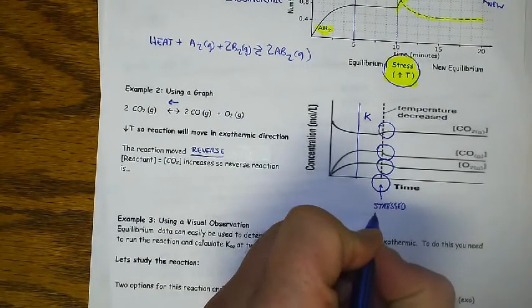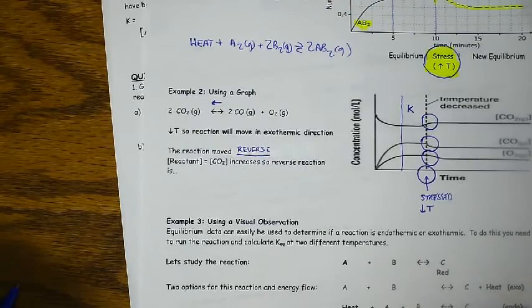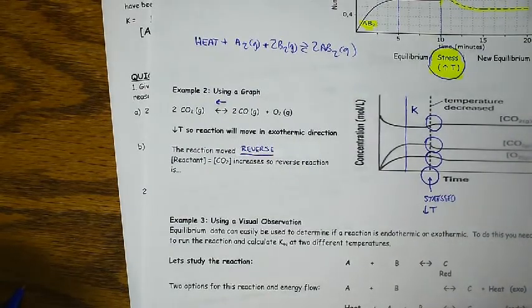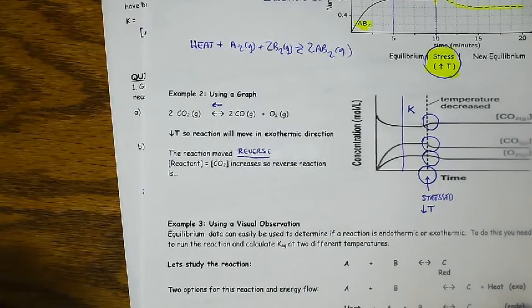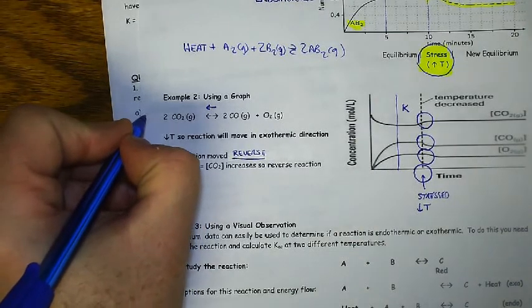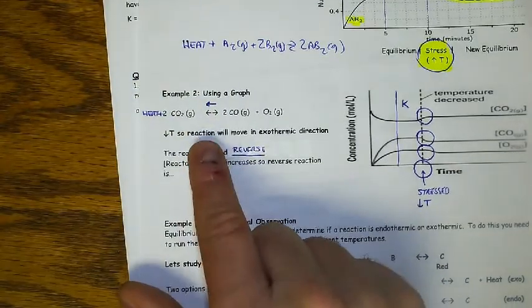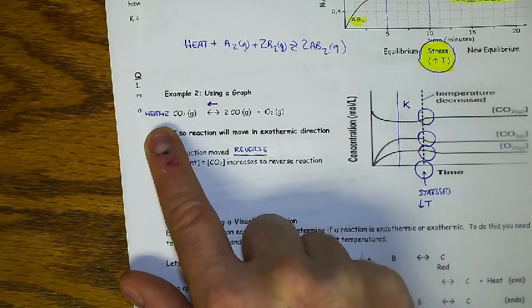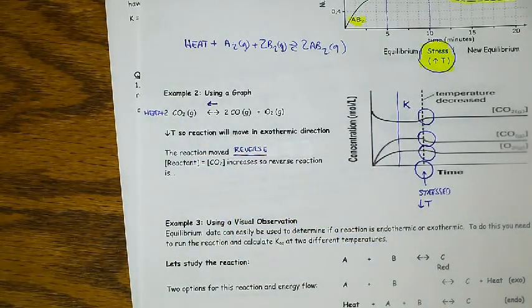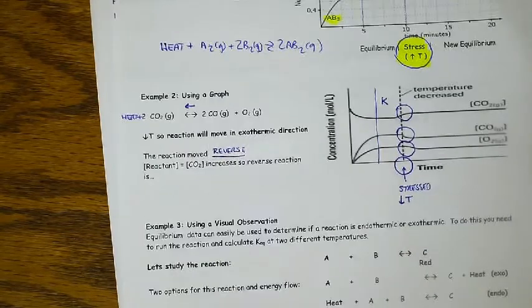And we decrease temperature here. If we decrease temperature, it would have to go in the direction that produced heat. So the reaction moved in reverse. And again, when we decrease temperature, it's going to move in the exothermic direction. So that tells me that when we lowered temperature, it did go in reverse, so the heat must have been a reactant, because when we lower temperature, it's going to go in the exothermic direction.